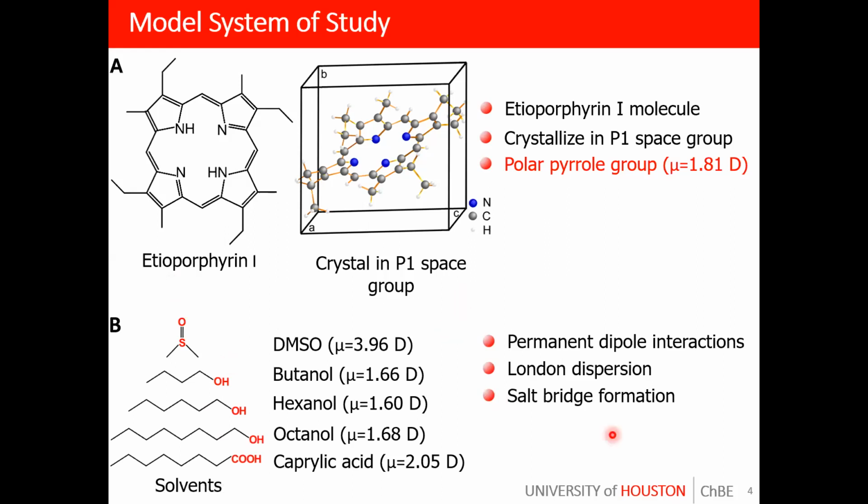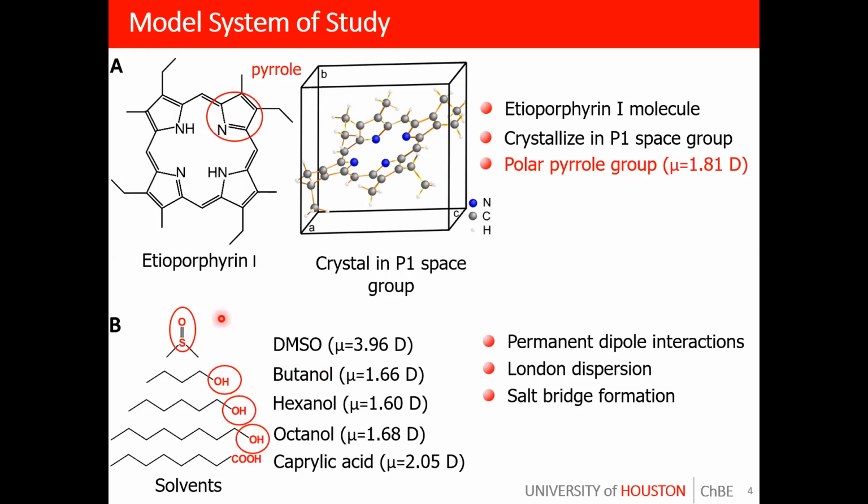of several solute-solvent interactions, like permanent dipole interaction between the polar groups of the solvents, like the sulfonyl group of DMSO, and the polar pyrrole group of the solute. Etioporphyrin 1 has 4 pyrrole groups. And we also use alcohols, which have a polar hydroxyl group, with very similar dipole moments though.